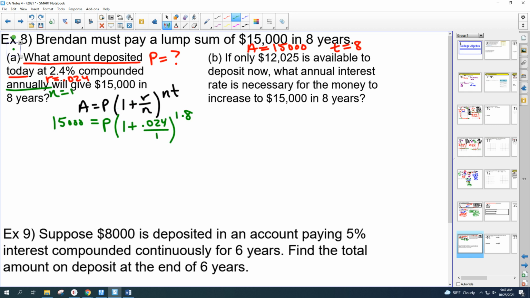So you can clean that up if you want to. 15,000 equals P times, that's just going to be 1.024 to the 8th power. To me, I think the easiest thing to do is not do 1.024 to the 8th power yet. I think the easiest thing is just fall back on my algebra skills. If I want to know what this P is, I'm going to end up having to divide by whatever that is, right? You can calculate it before, or you can calculate it later, but I think it's easier to just wait until later here.